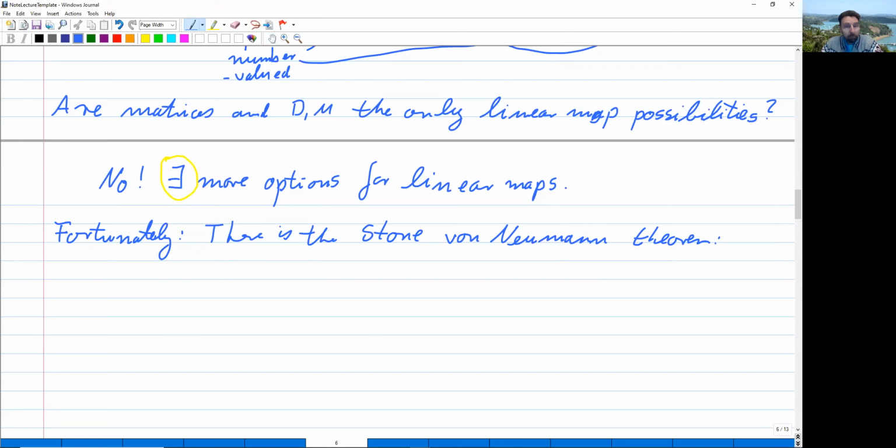For the solution of some problems, it may be better to work with the matrices. For the solution of other problems, it may be better to use D's and M's. For the solution of yet other problems, some other representation may be better. There are just more convenient and less convenient options, but there's no right or wrong.